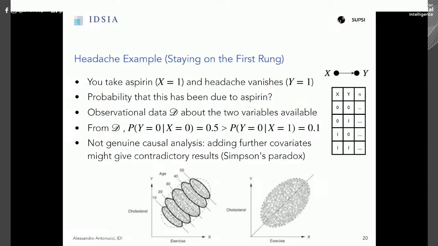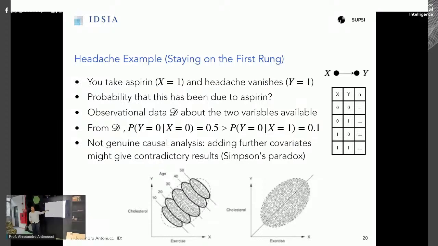It's not that I did a clinical trial or something like that. I just collect data. So what can I do? I can just compute the conditional probability for the two cases, taking the drug and not taking the drug, and see whether the effect is significant. This is what a lot of people are doing, but it's very dangerous because you might obtain an unreliable conclusion out of that. Maybe something like that happened for the vaccine some time ago.